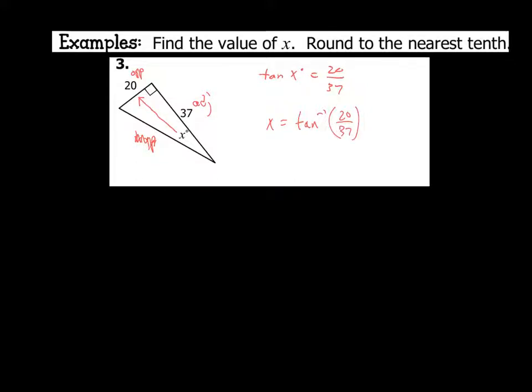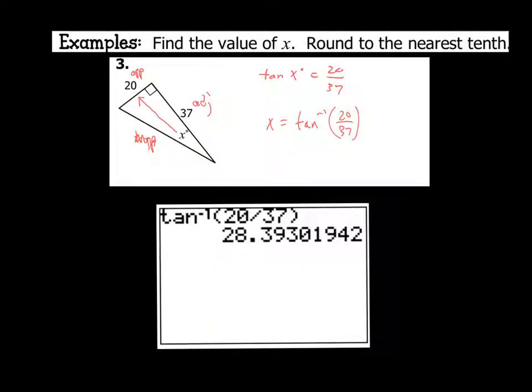37. Right? And now I'm going to go, guess where? Right to my calculator. So I'm going to go to second and tangent. And that brings me to inverse tangent on my calculator, 20 divided by 37, close parenthesis, enter. I get 28.39, which rounds up to 28.4. So x is equal to 28.4 degrees. And that's it. It's just about working slowly and carefully.